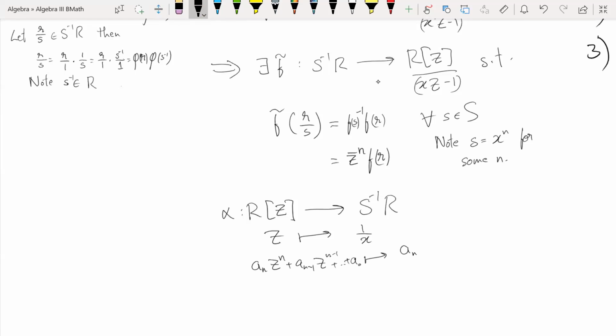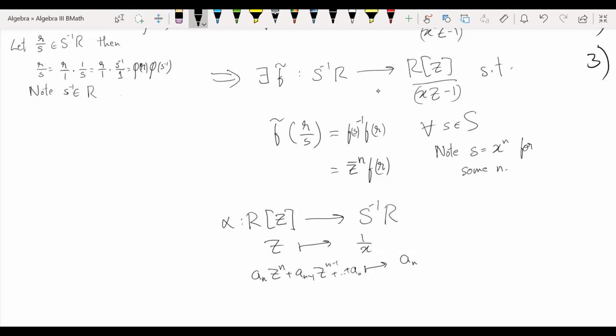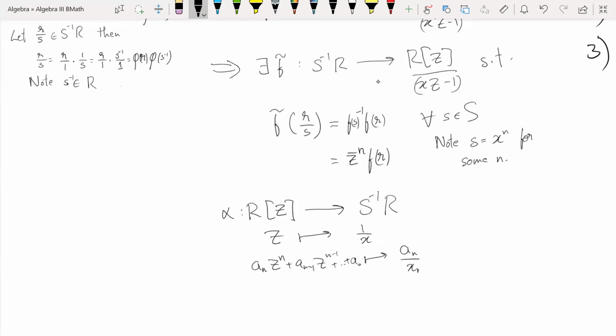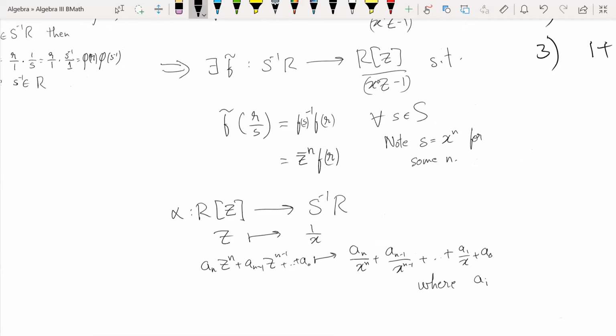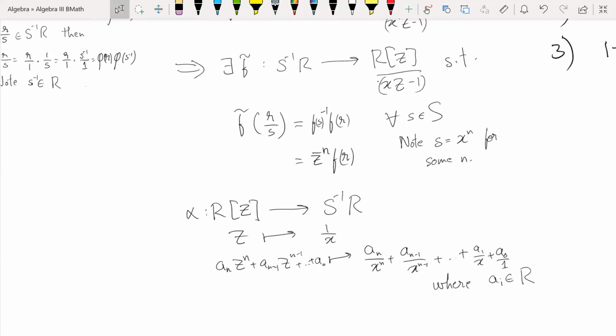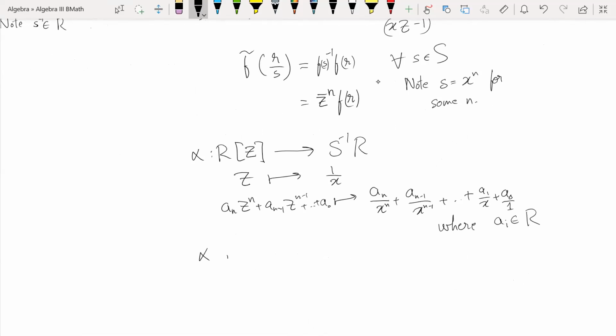So it should go to a_n over x to the n plus a_{n-1} over x to the n minus 1 plus so on plus a_1 over x plus a_0. This is of course an element of S inverse R, because the a_i are elements of R. The a_0 by itself doesn't make sense in S inverse R, so we put a_0 over 1. So alpha is a map from R[Z] to S inverse R, and alpha is a ring homomorphism.